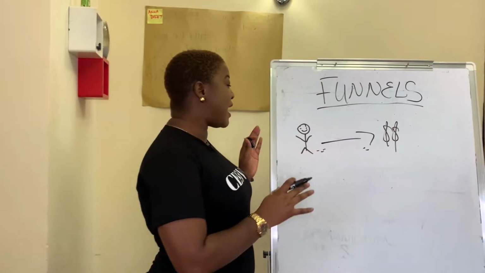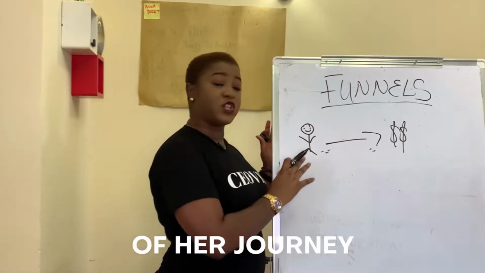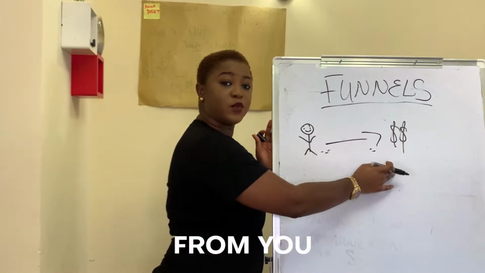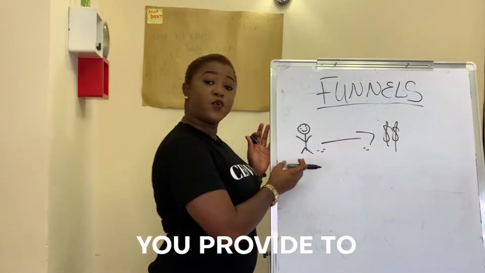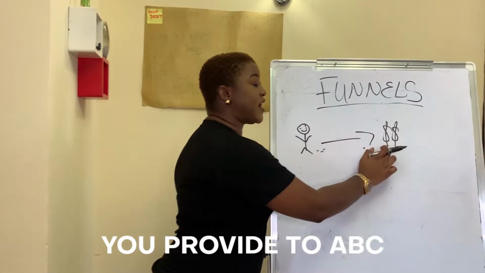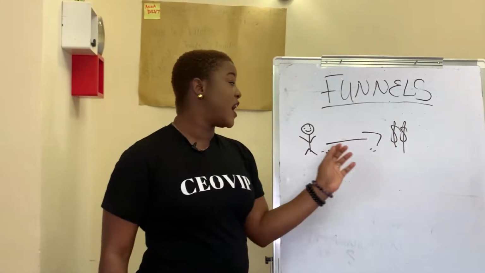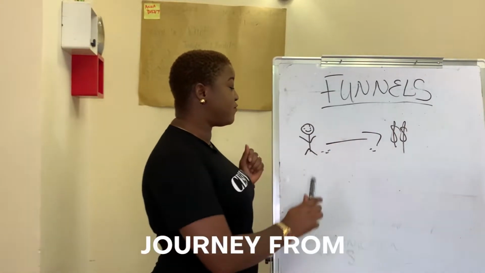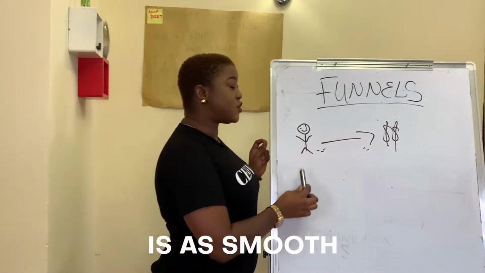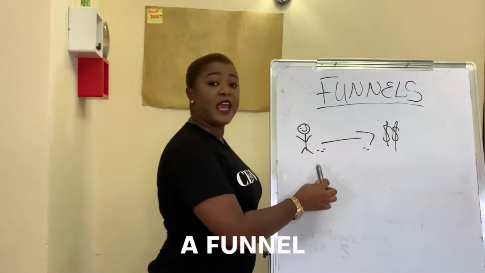You see, because how ABC relates with you at the beginning of her journey will be different from how she relates with you once she buys from you. So the content that you provide to ABC over here will be different from the content you provide to ABC over here. Why? Because her relationship with you has changed. And so to make sure that her journey from stranger to loyal customer is as smooth and as automated as possible, you need a funnel.